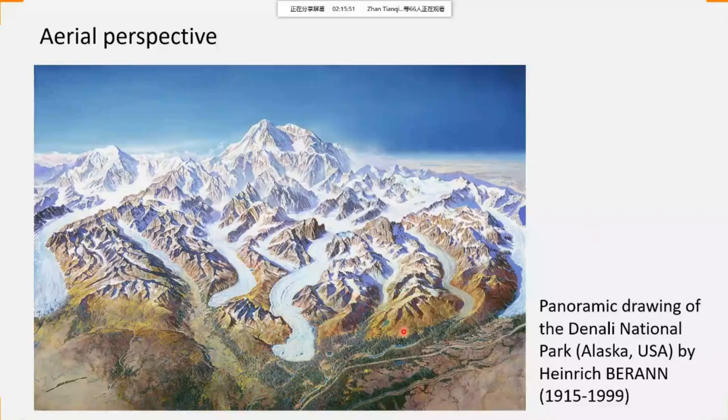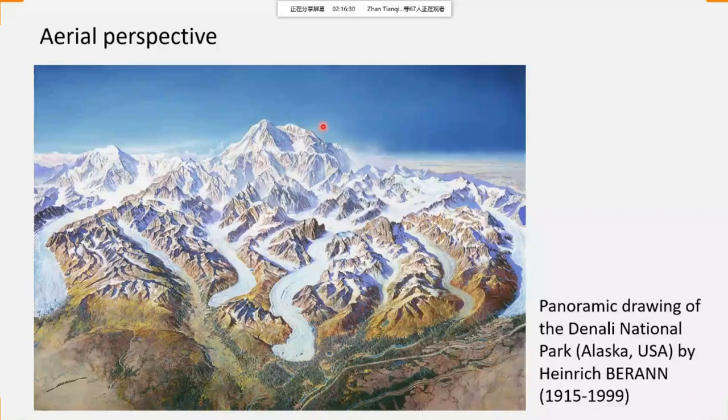Also here, this is a famous panoramic drawing of the Denali National Park in Alaska in the United States by Heinrich Behrer. And you see that here the colors are more saturated in the area that is nearer to us, but around the highest mountains, it's less saturated. So this image works with this aerial perspective. And the more far away these areas are, the more the saturation is lowered.